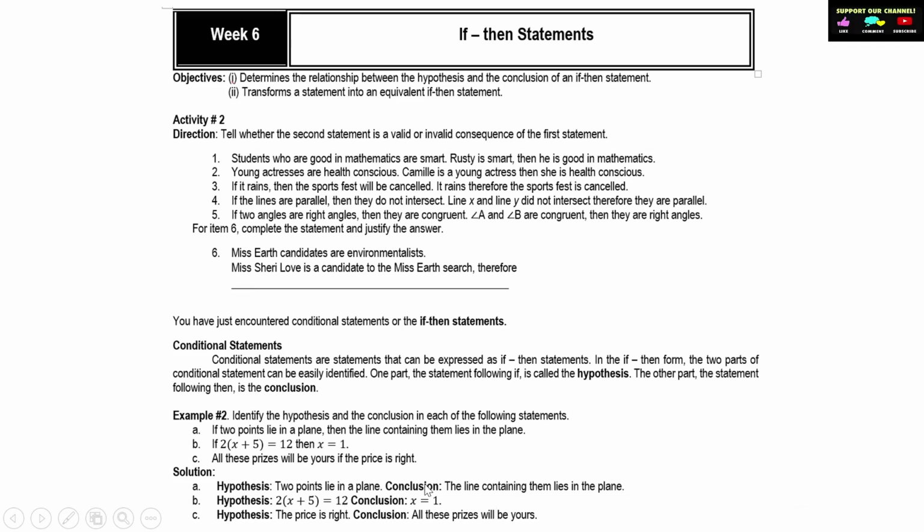For letter B, if 2 times x plus 5 equals 12, then x equals 1. So the hypothesis now is 2 times x plus 5 equals 12, and the conclusion is x equals 1. For letter C, all these prizes will be yours if the price is right. So the hypothesis now, the price is right, then the conclusion, all these prizes will be yours.